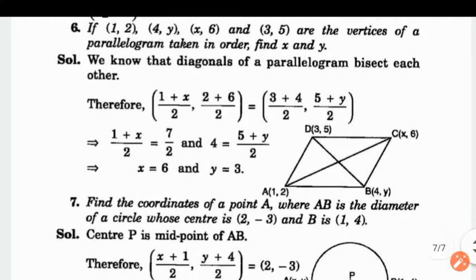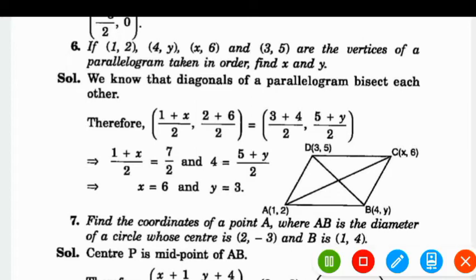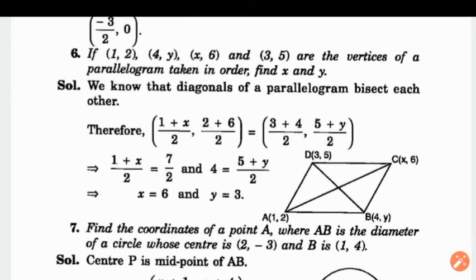So you will do the next, question number 4 and 5. Now here we have question number 6. What we have? Four points are given and they are the vertices of a parallelogram taken in order. We are required to find x and y. So how are we going to find this x and y? By using the distance formula? We know the opposite sides of a parallelogram are equal, so we could apply the distance formula, but in that case it will become very difficult to find x and y.